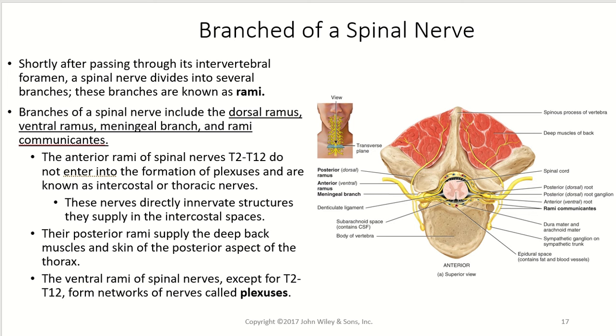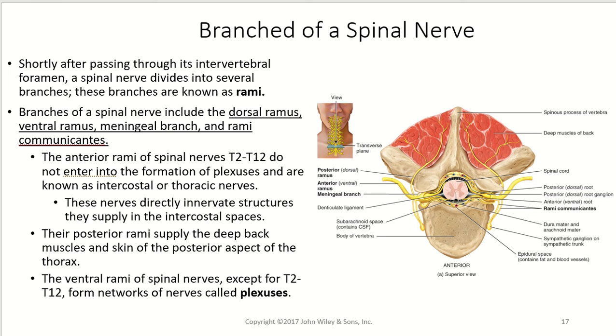The anterior rami of spinal nerves T2 through T12, or thoracic 2 through thoracic 12, do not enter into the formation of plexuses, those clusters or groups of nerves that have a similar function. These are instead going to be known as intercostal or thoracic nerves. These nerves are going to directly innervate the structures they supply in the intercostal space.